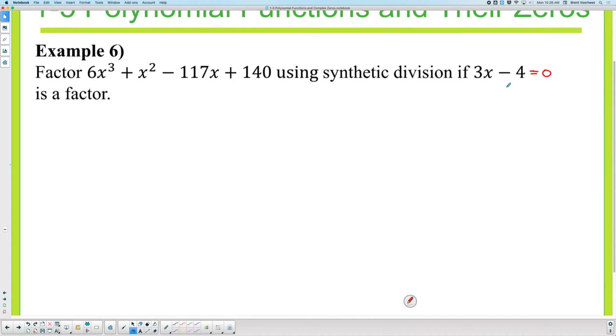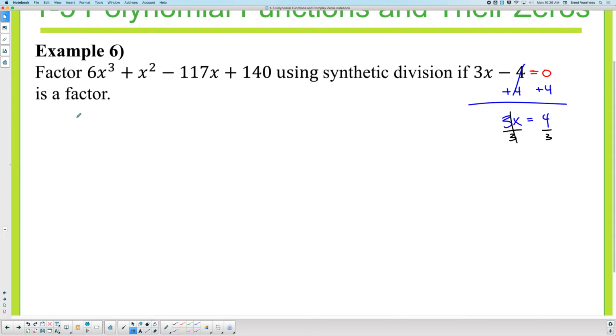How would I get x by itself here? Plus 4. So 3x equals 4. And now we divide by 3.